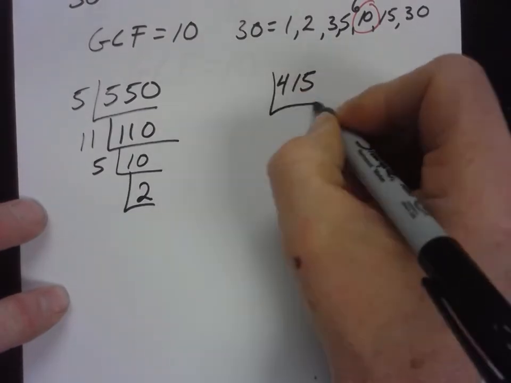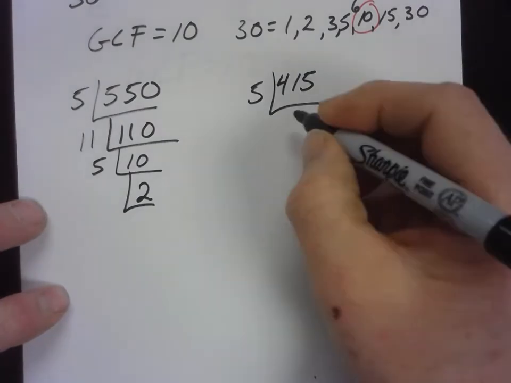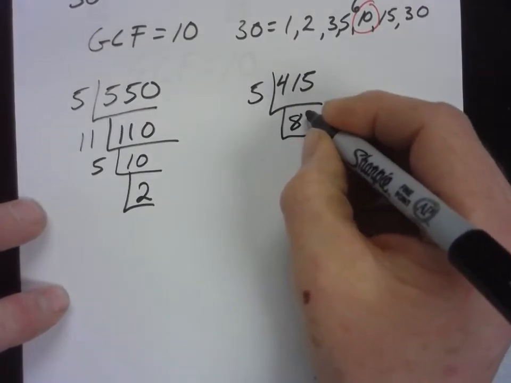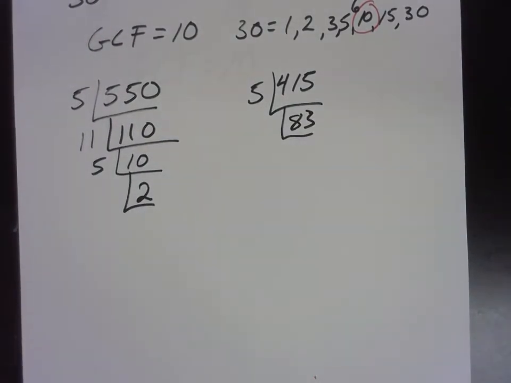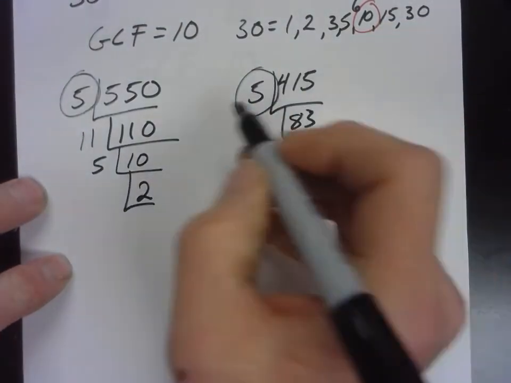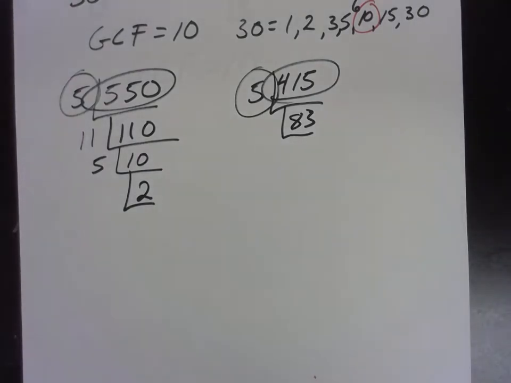Okay, let's do this one, 415. I'm guessing 5. Oh wait, is that 83? I think it's 83. And is 83 prime? Yeah, I chose a bad number. It is prime. So what do they have in common? A 5. So what would be the greatest common factor then of 550 and 415? 5. That would be it. That is the greatest common factor. Okay.